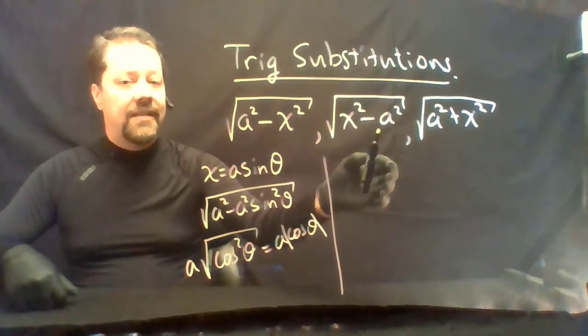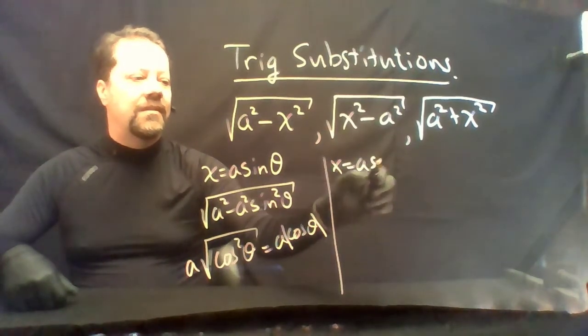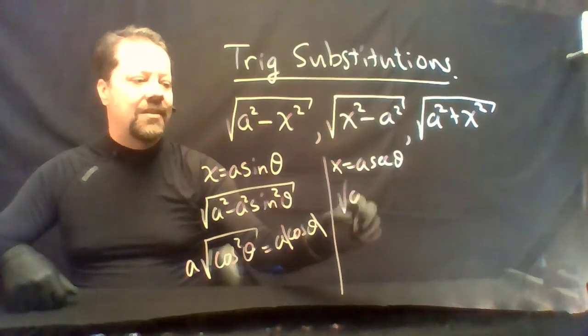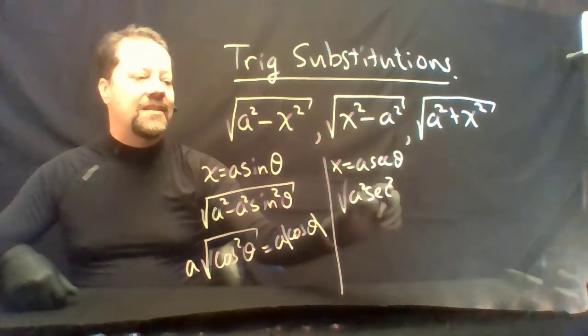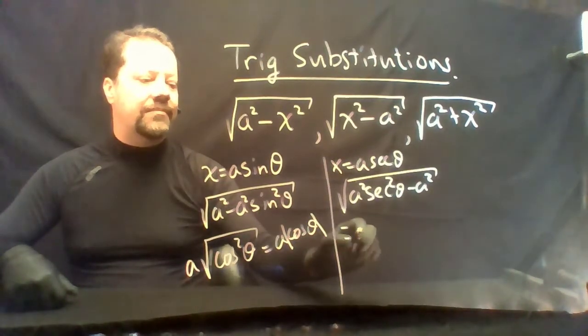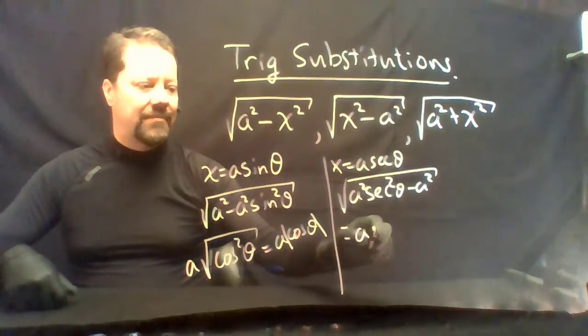In this case, it's a slightly different substitution. You have to use secant theta, and that's because you'll get a squared secant squared theta minus a squared. Of course, the a squared comes out. Secant squared minus 1 is tangent squared.